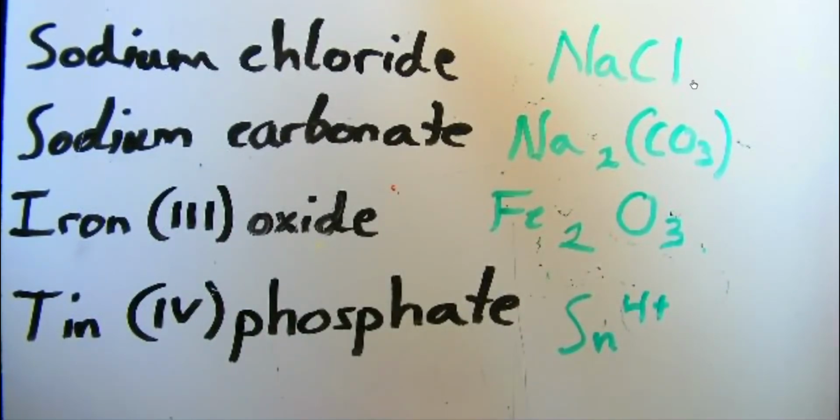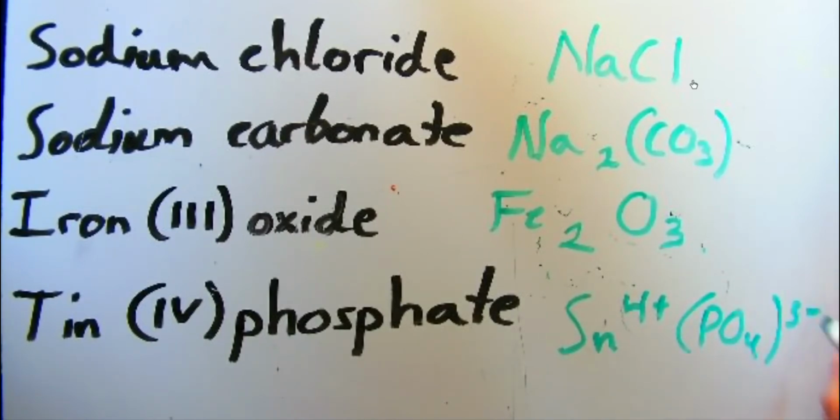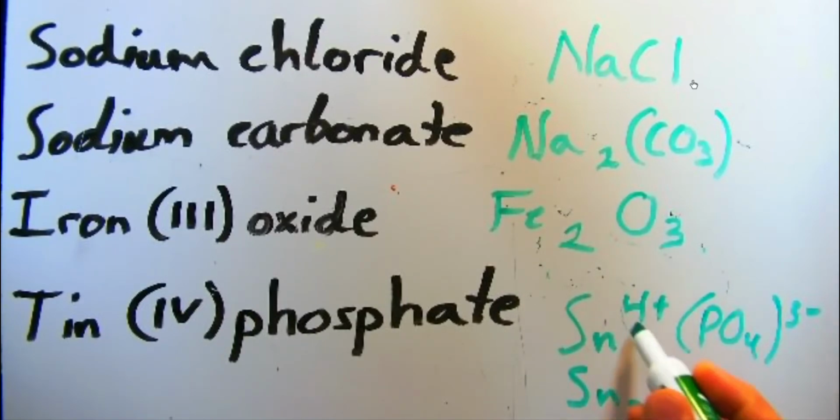Tin 4 is Sn with a 4 plus charge, and phosphate is PO4 3 minus. So again, this is a situation where it's not as simple as just saying, oh, we need one of each, or maybe we need two of this and one of that. We're going to need to cross drop these things. So if we take the 3 from over here, cross drop it down here, the 4 from here, cross drop it over there.